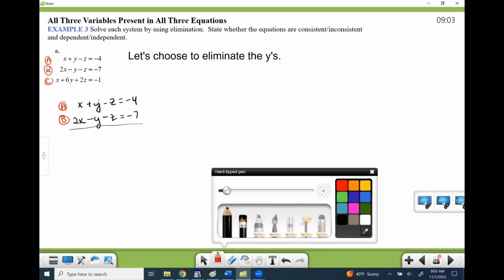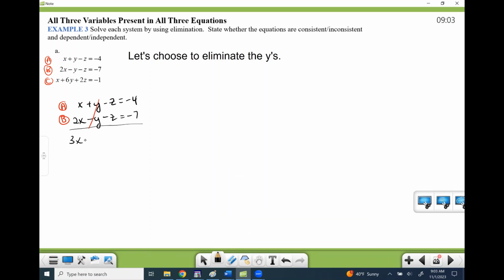All right, so we're going to get rid of the Y's. We have X plus 2X, which gets us 3X. And -1Z and -1Z make -2Z, and a -11. I'm going to box that and call that equation D.